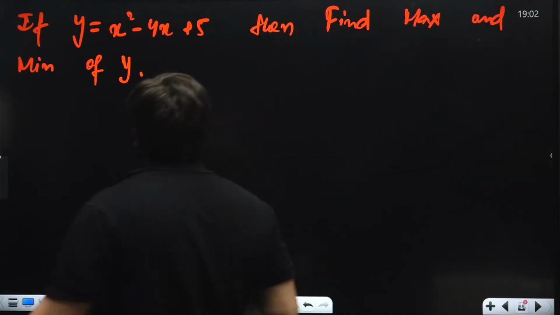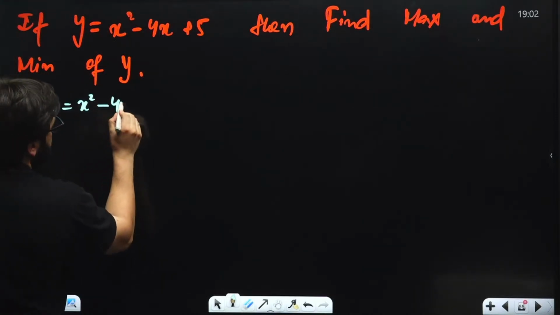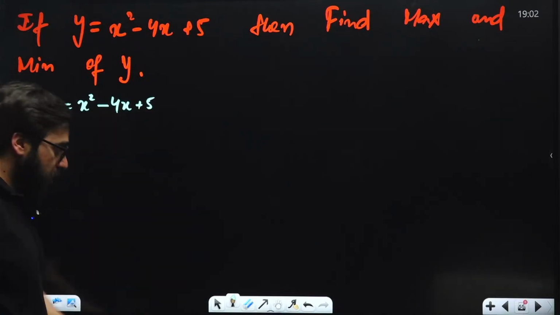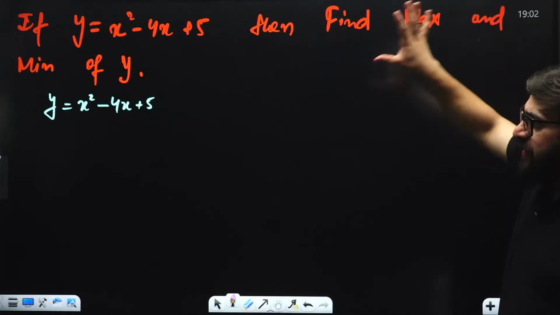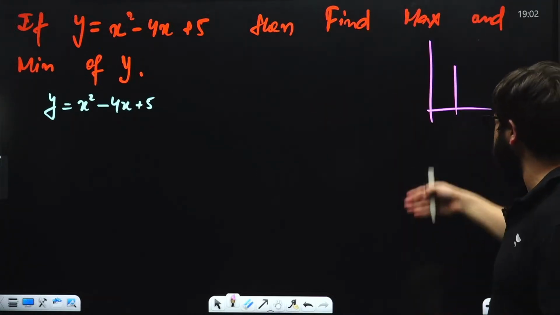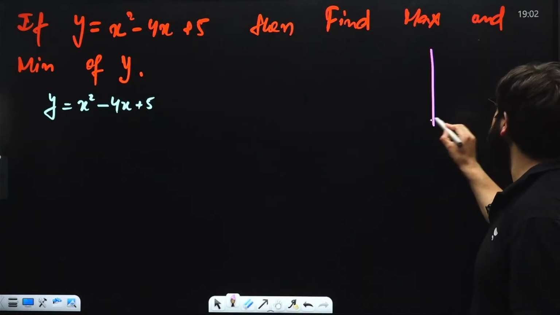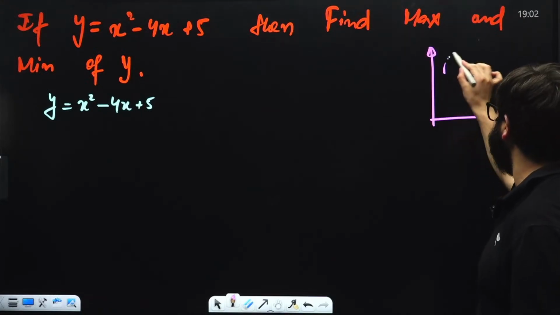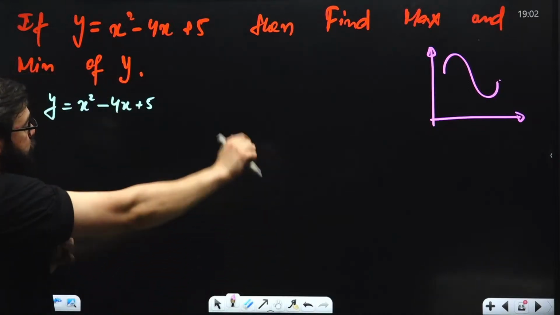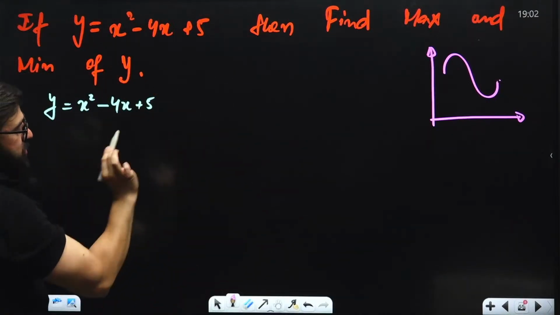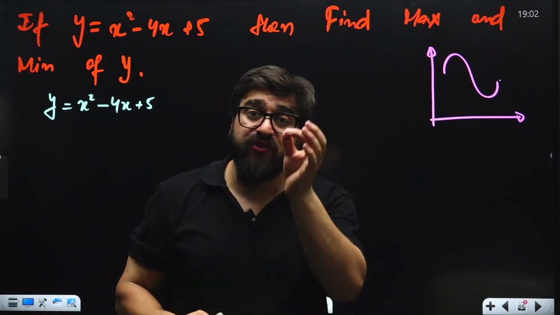Next, the question over here. We are given y is equal to x square minus 4x plus 5. Now, we have to find maxima and minima. Let's suppose the graph of this equation is something like this. We don't know, let's assume. To check maxima and minima, how do we find that? First we check dy by dx.